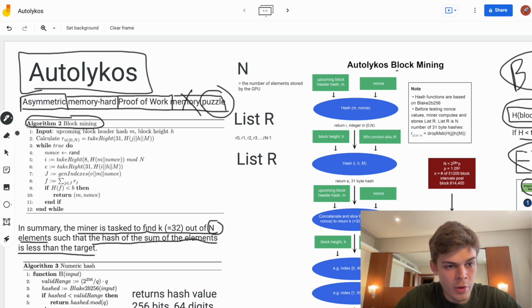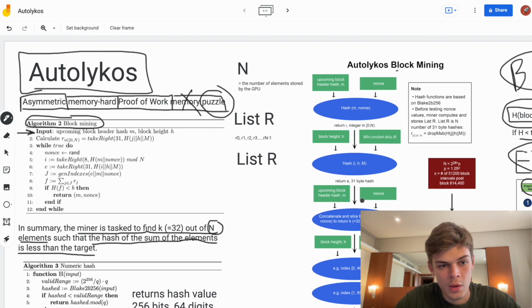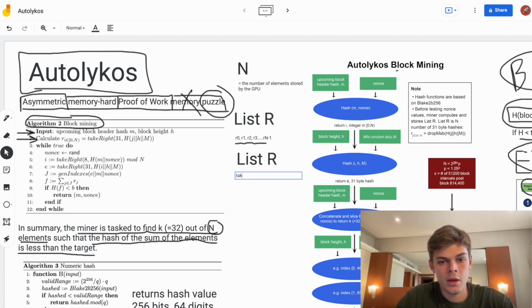So first we have the input, which is the upcoming block header hash, much like in the case of mining Bitcoin and Ethereum. We have these inputs, the upcoming block header hash, and the block height, right? So m and h. So now we're on line 2 already, where we're calculating all of these R values, right? Because we want to understand what is actually being stored by the GPU, n elements of R values, but what are these R values? That's what we're going to go over now, and line 2 explains how these elements are calculated. They're calculated using this function here, as we can see.